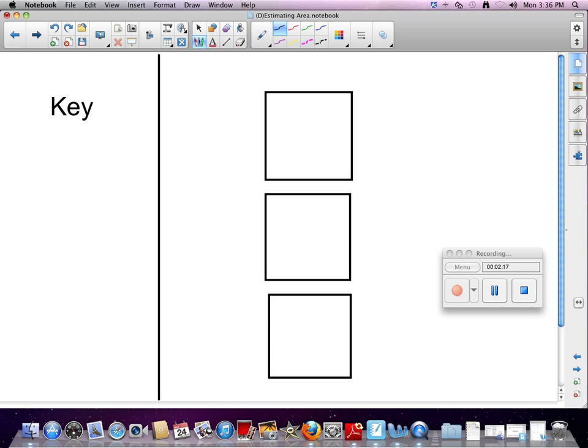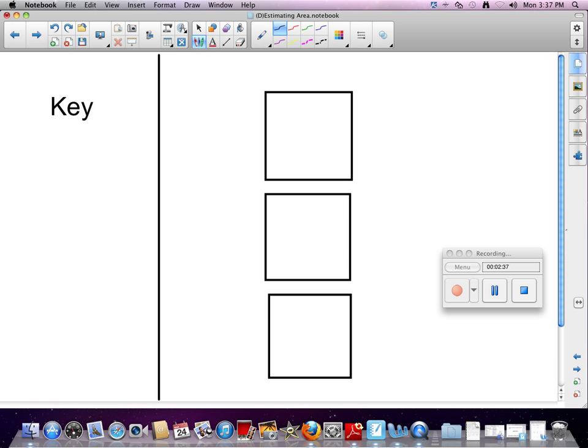So let's begin by making a key. The key is going to give us the information we need when we start having to estimate. So on our key, let's start with the first box. Draw yourself 3 boxes down your paper and write the word key.